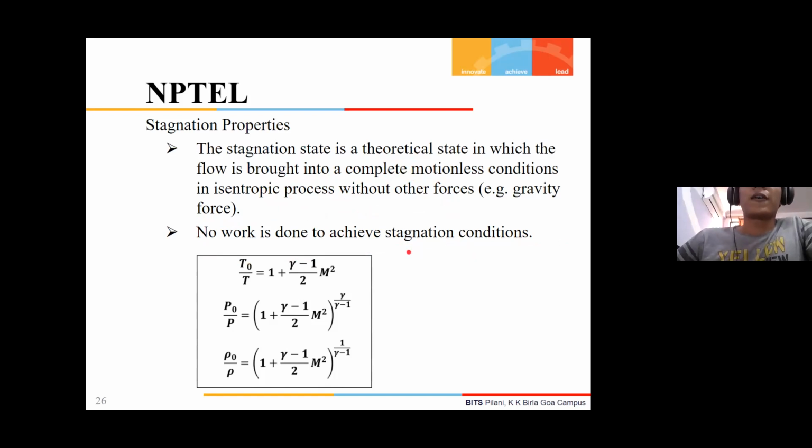In a similar process as before, the equations that we derived were modified to come up with equations for the stagnation properties of a flow. Here M is the Mach number of the flow, which is the ratio of the speed of the flow to the speed of sound in the medium that we're considering.